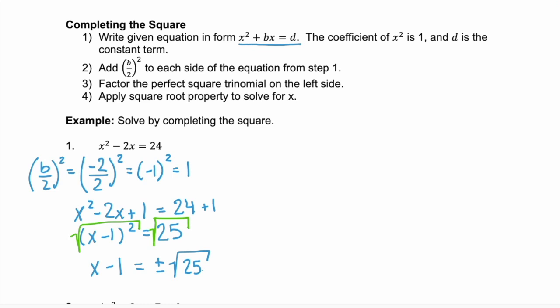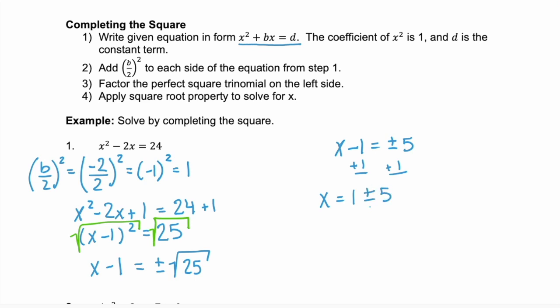Well, we can simplify the square root of 25. So we have x minus 1 equals plus or minus 5. Now we need to solve for x. We need to continue to isolate x. So we'll add 1 to both sides. That gives us x equals 1 plus or minus 5.